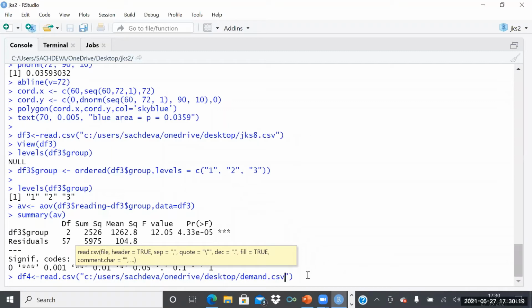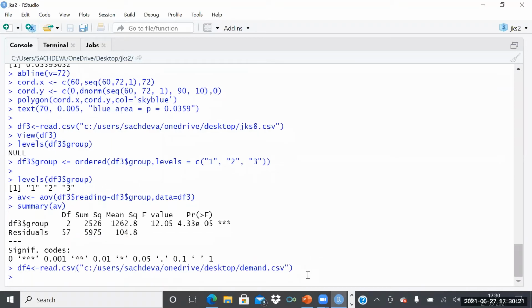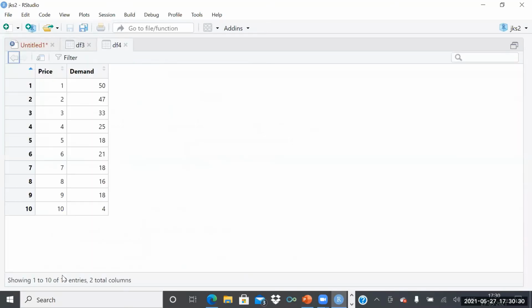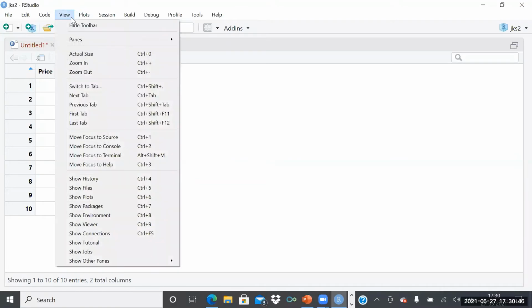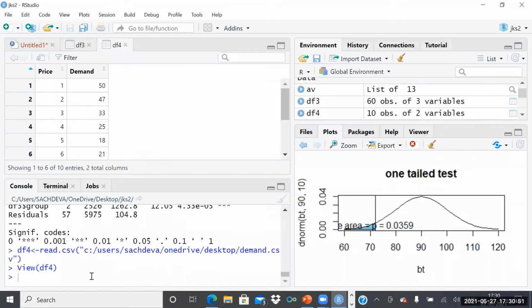And I will see this CSV. I want to view it. View DF4. This is the view. Price 1, 2, 3. I have shown you the same prices have come. Okay, now I'll go to my console. I will go to show all panes. Now this is the console.